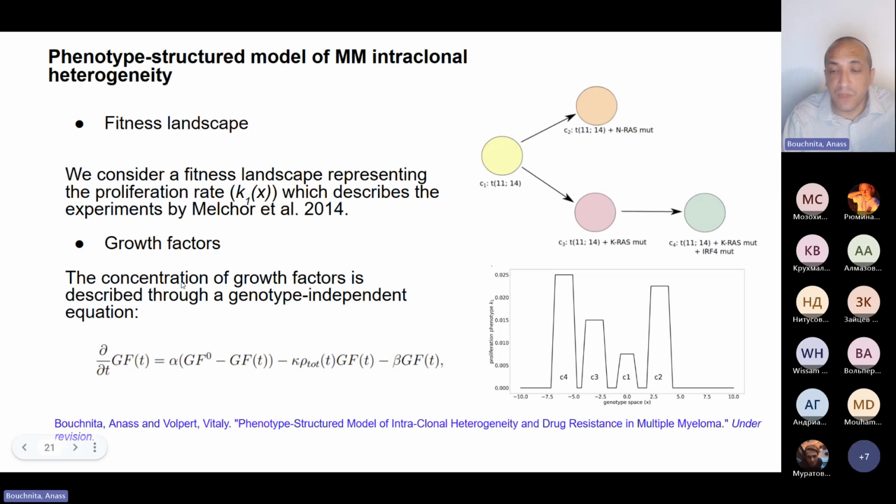One important aspect of the model is growth factors. Growth factors are very important because when there is scarcity of resources, that promotes the competition between clones. So we have a specific equation that describes the influx of growth factors, their consumption, and their degradation.